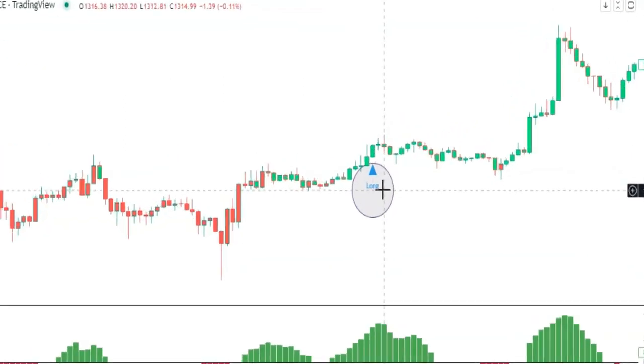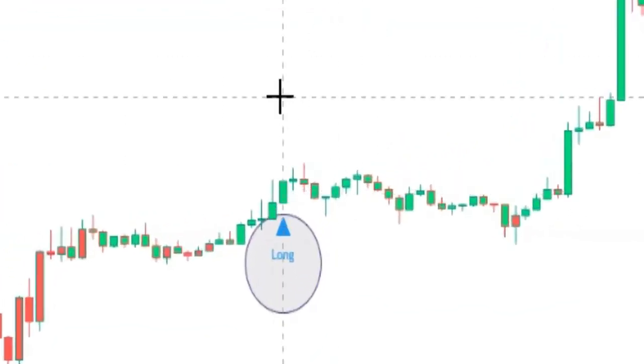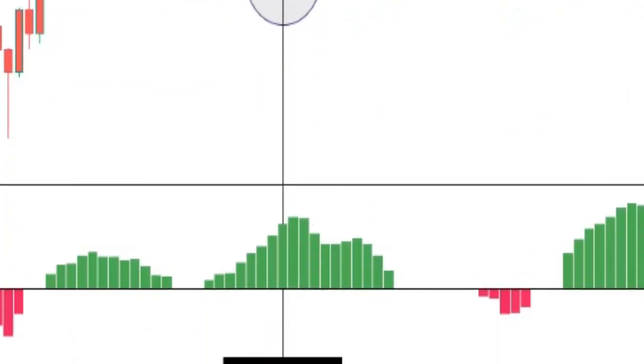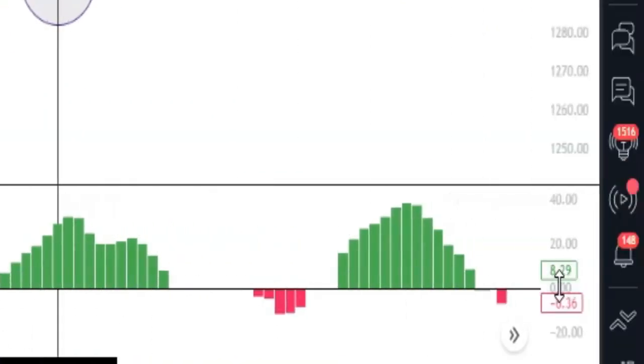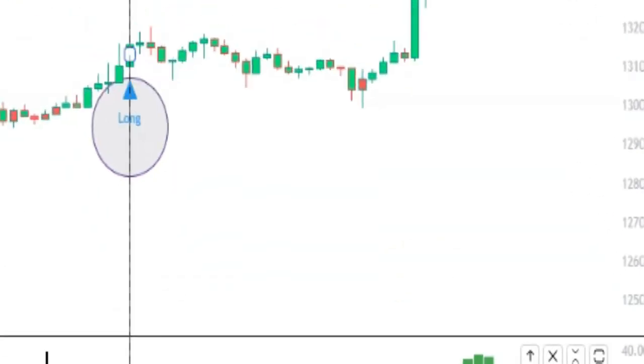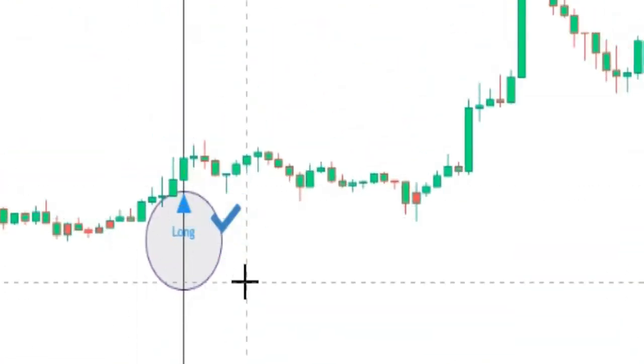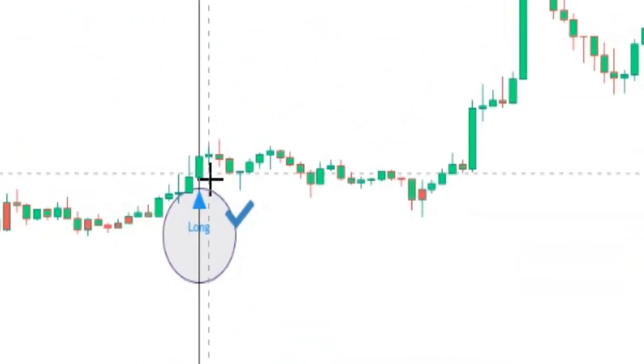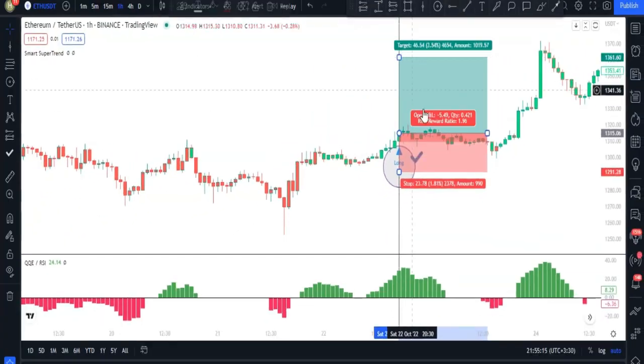So whenever there's a long signal by the super trend indicator, to confirm this long signal, our QQE indicator histogram should be green and it should be above the 0 line. So this long signal would be valid. And we can place our buy order.